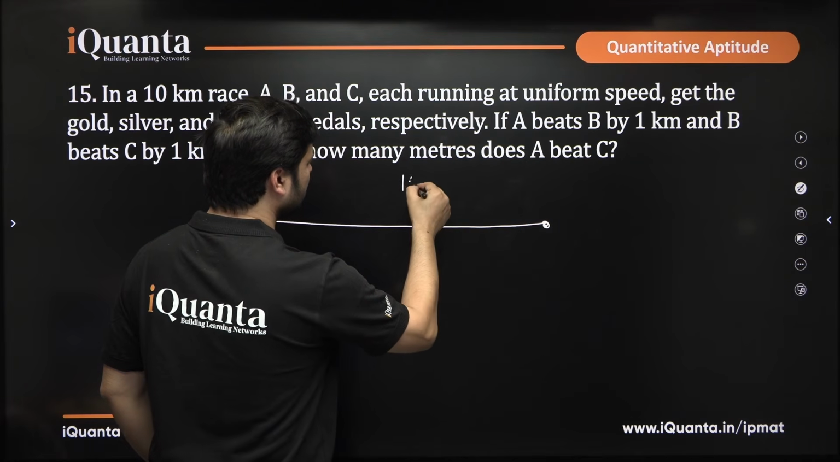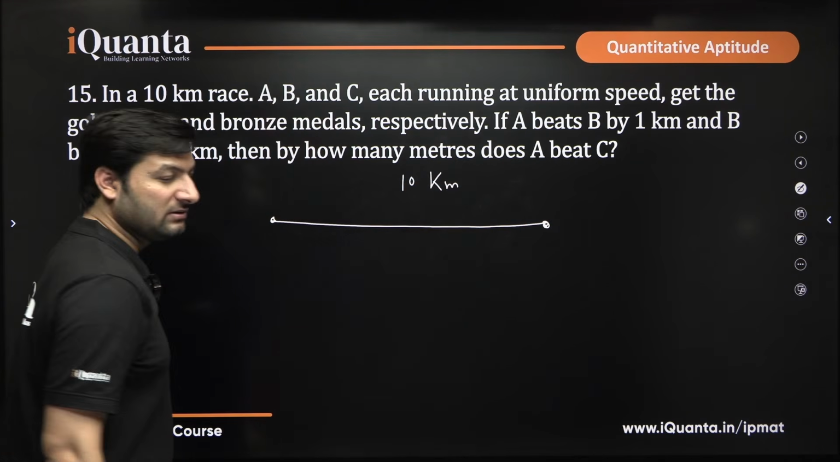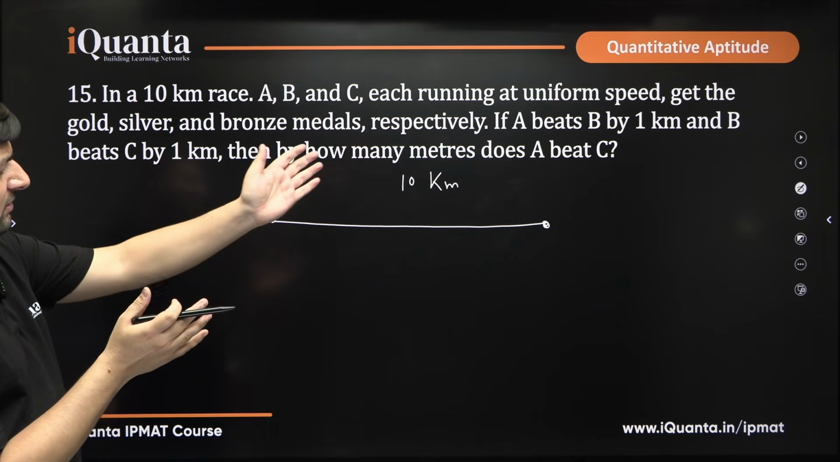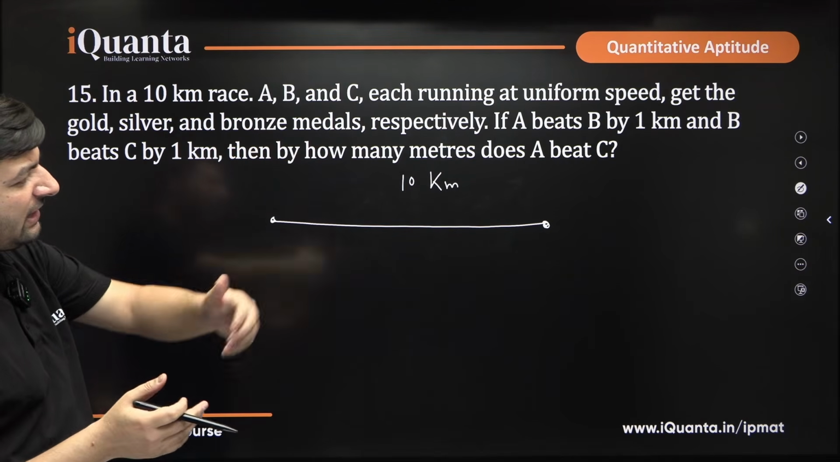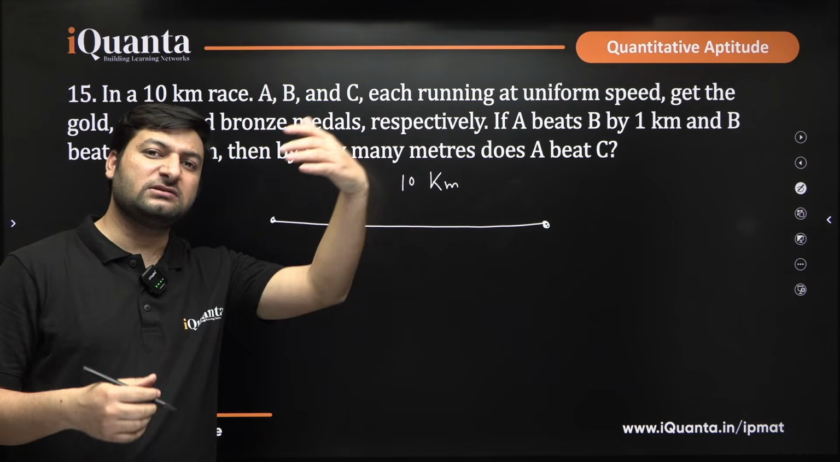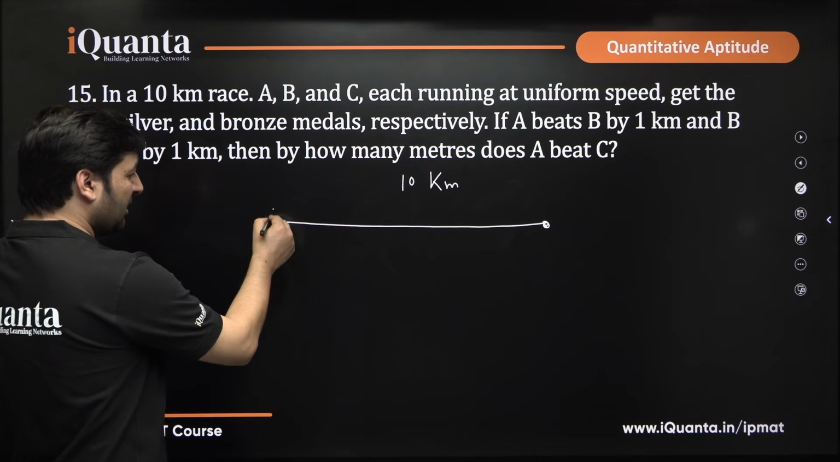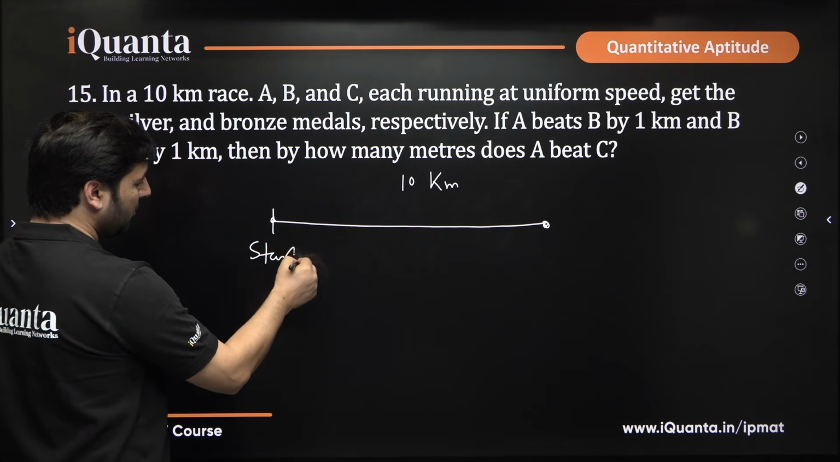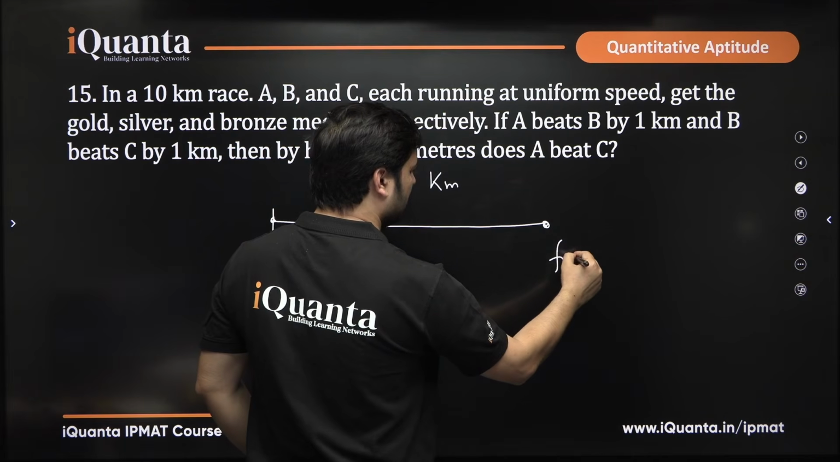Always remember, whenever there's a race and something like this is written, that A beats B by 1 kilometer, what does that mean? When do you beat somebody in a race? Suppose you start from here and you finish here.